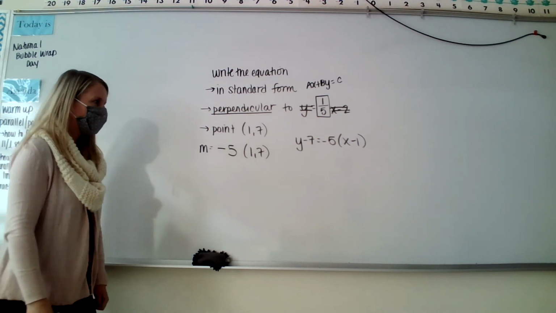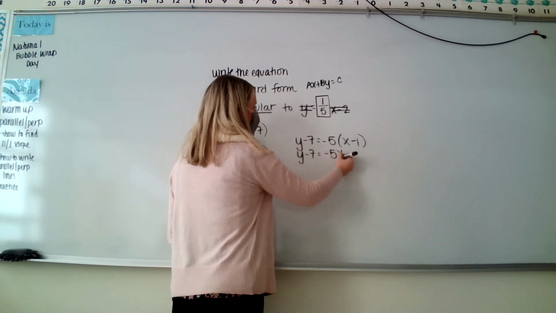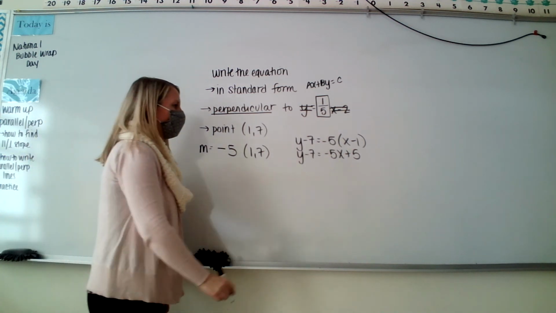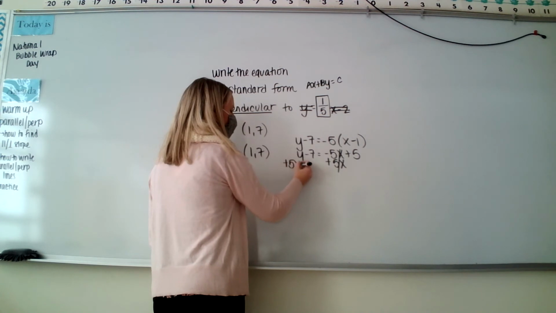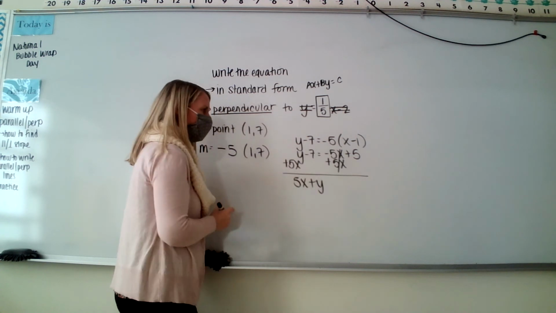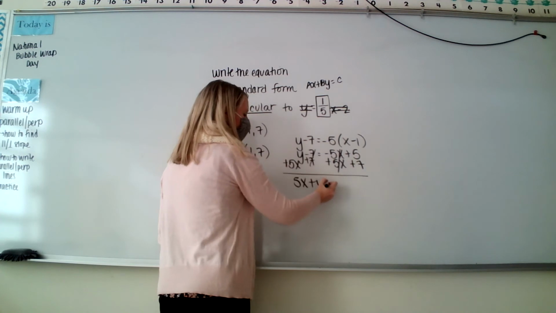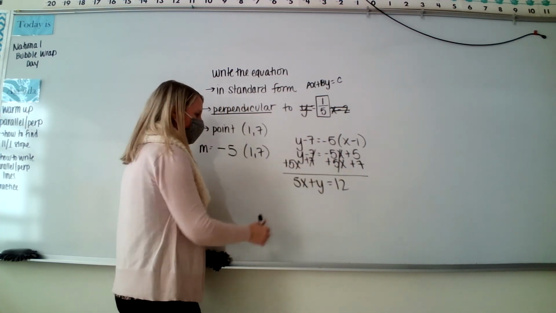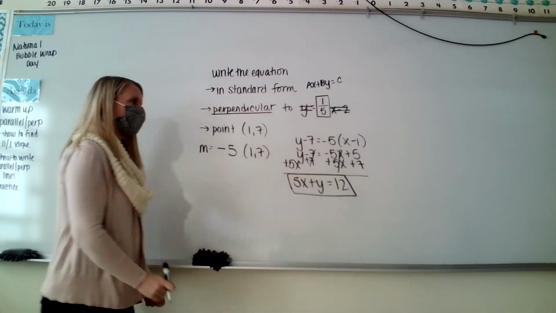So I set it up. I'm going to distribute in. That gives me -5x plus 5. And I'm going to move things around. I want x and y together, so I'm going to move the x over here. So I end up with 5x plus y. I don't want that constant of 7 there, so I'm going to move that over here. That's going to equal 12. And then I'm good, right? That's following all the rules: no fractions, no decimals, no negative as the first term. So I'd be done.